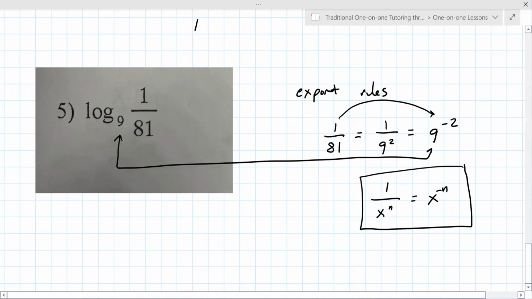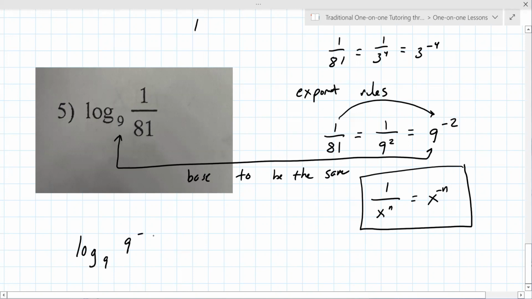Truthfully, 81 is 3 to the power of 4, which becomes 3 to the power of negative 4. But that one doesn't work because the bases are not the same. You want the bases to be the same. So that's log base 9 of 9 to the power of minus 2.